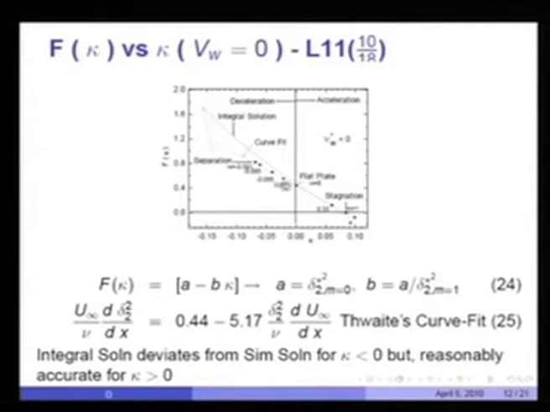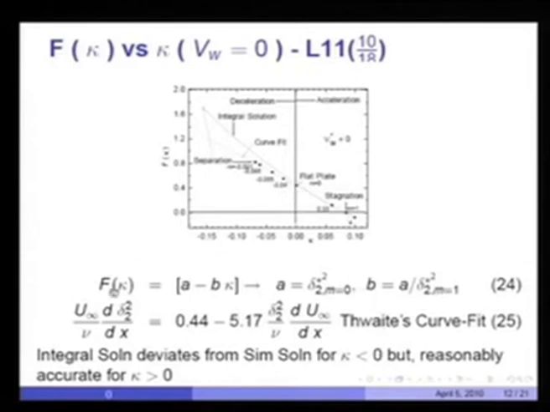So, the integral solution deviates from the similarity solution for kappa less than 0, because we have allowed for arbitrary variation of u infinity, but for specific variation u infinity equal to c x to the m, the results go along there. Now, in order to develop a closed form solution, we can see that at least for very moderate decelerating flows and accelerating flows, a near straight line approximation can be made. This was done by a scientist called Thwaites.